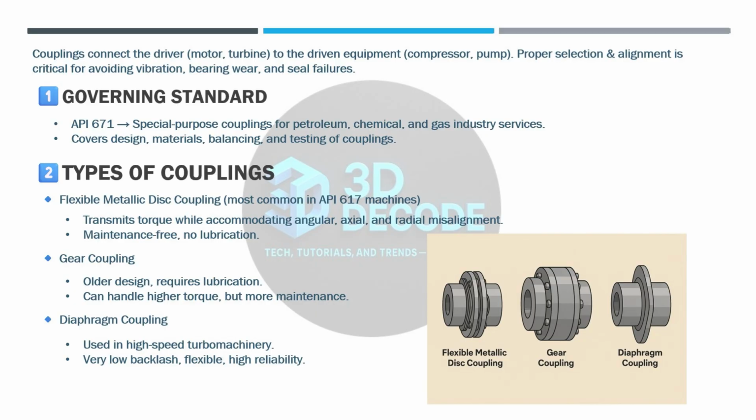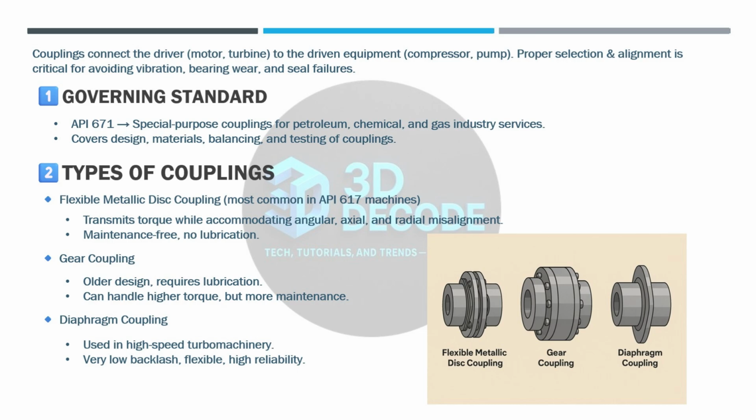Types of couplings. There are three major coupling types used in compressor and pump packages. Flexible metallic disc coupling, the most common in API 617 machines. It transmits torque while accommodating angular, axial, and radial misalignment. These couplings are maintenance-free and require no lubrication.